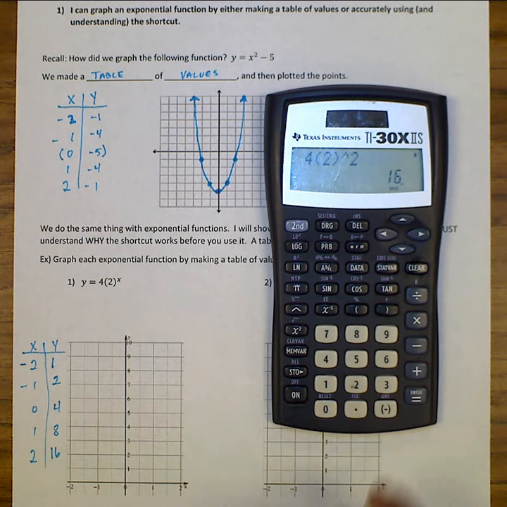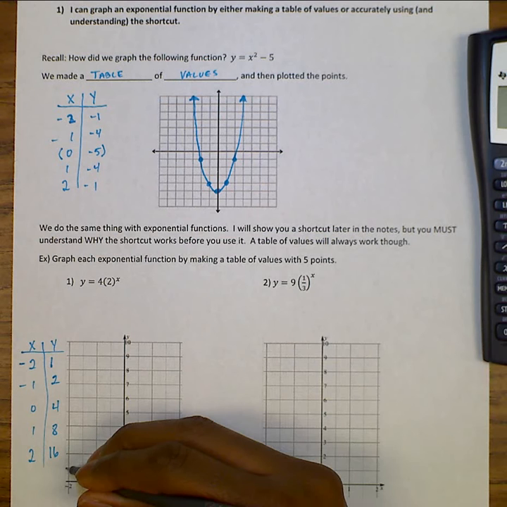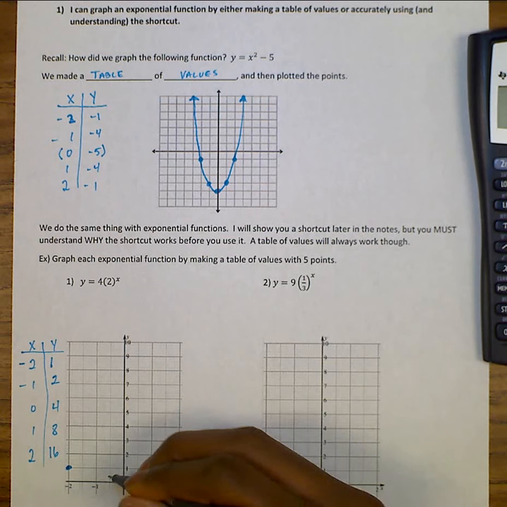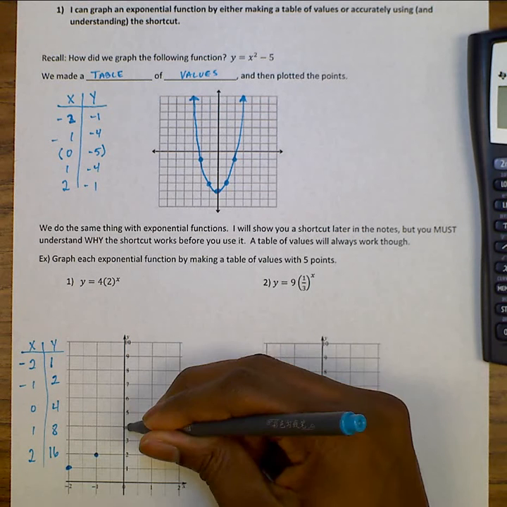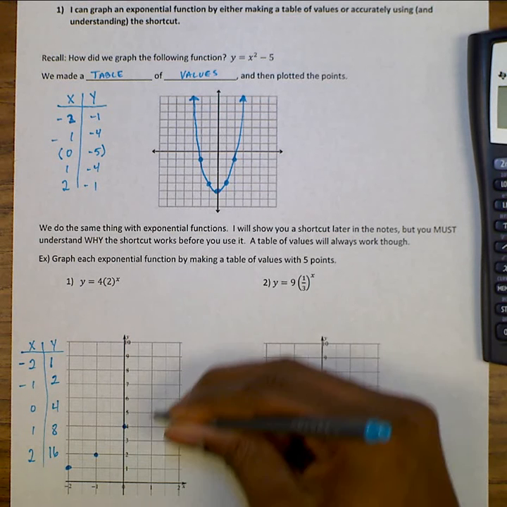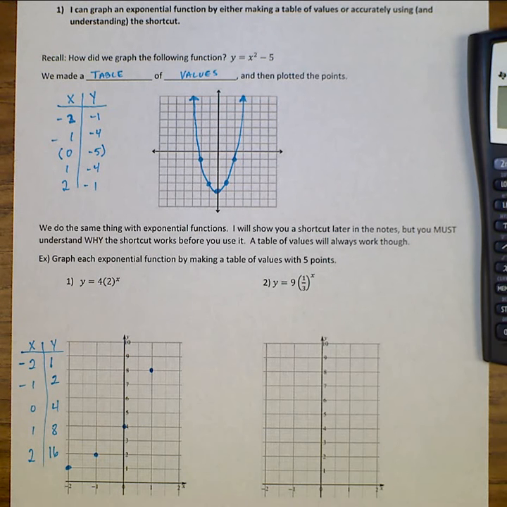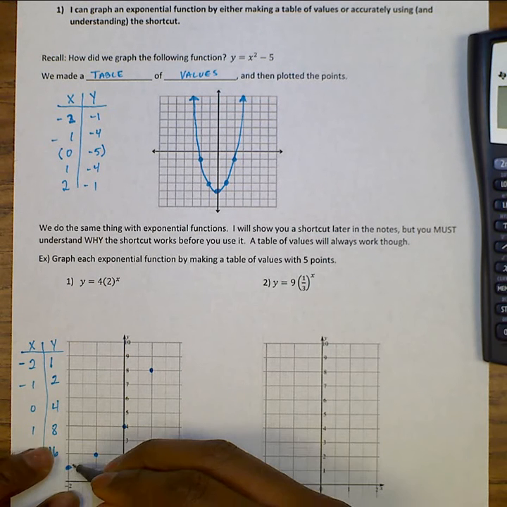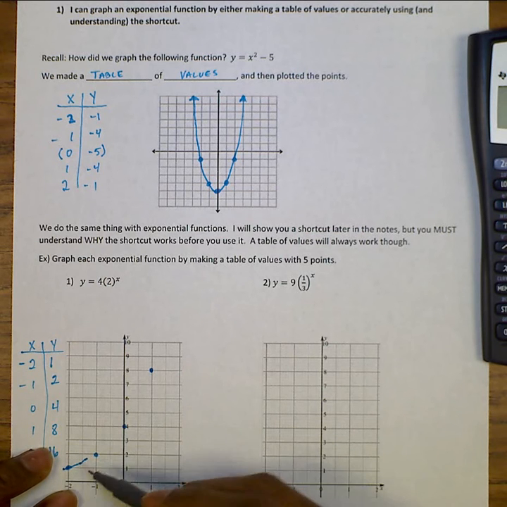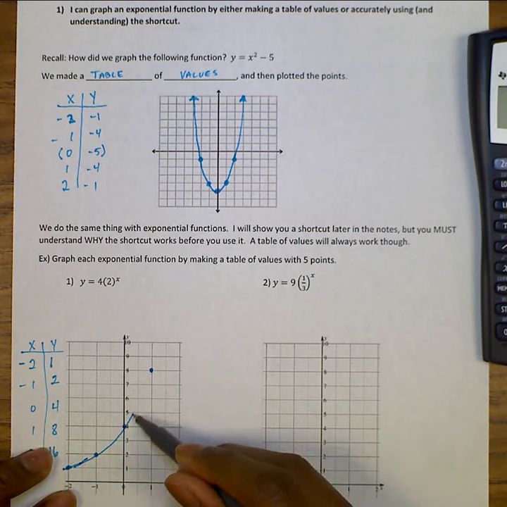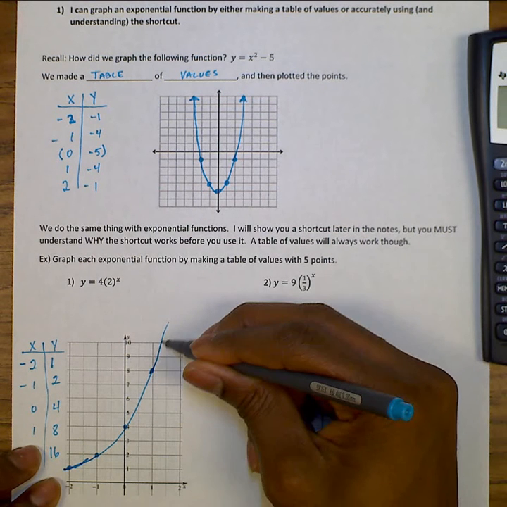Okay, and so I can plot these points: negative 2, 1, negative 1, 2, 0, 4, 1, 8, and then 2, 16 is off the graph, but I can see that it will continue up there. So I would go something like that.